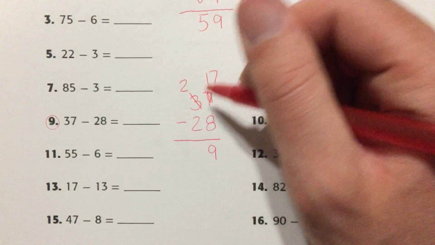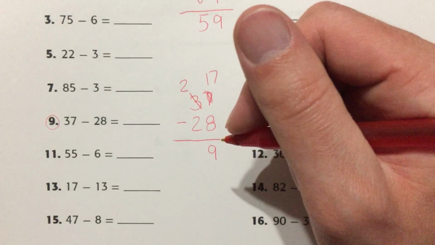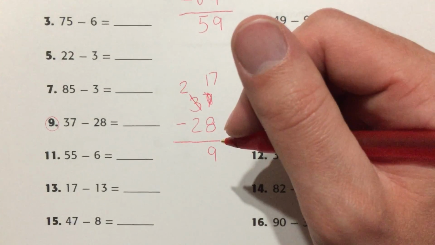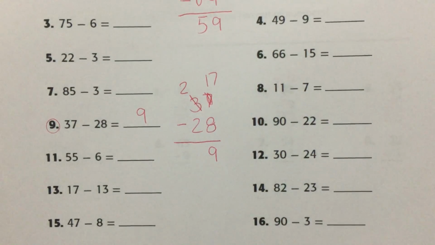2 groups of 10 minus 2 groups of 10 is nothing. We don't even have anything to write. It's kind of a nice thing, isn't it? So our answer is 9.